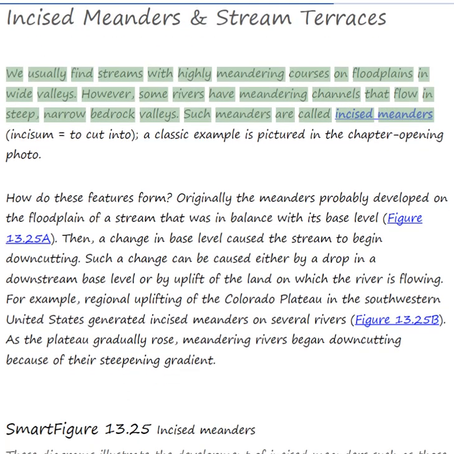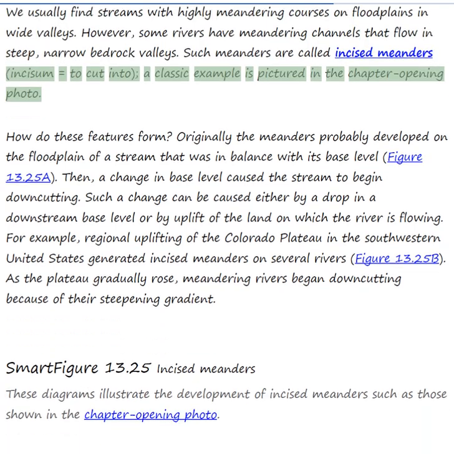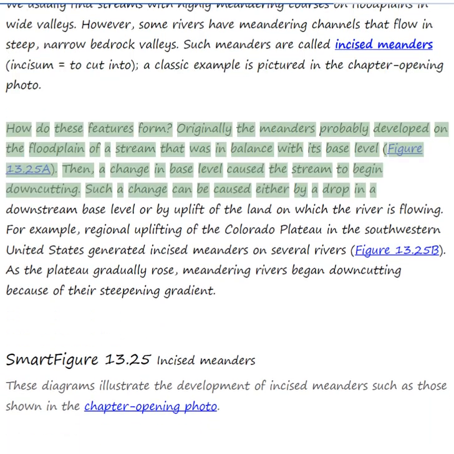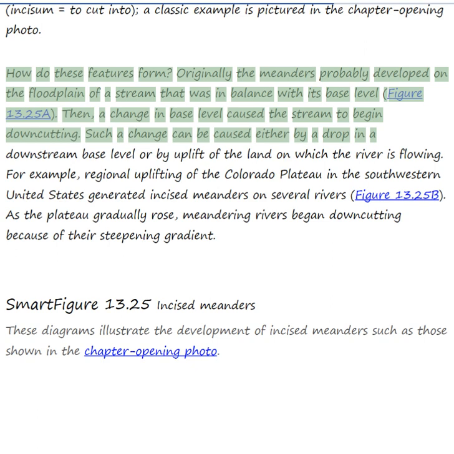We usually find streams with highly meandering courses on floodplains in wide valleys. However, some rivers have meandering channels that flow in steep, narrow bedrock valleys. Such meanders are called incised meanders. A classic example is pictured in the chapter opening photo. How do these features form?